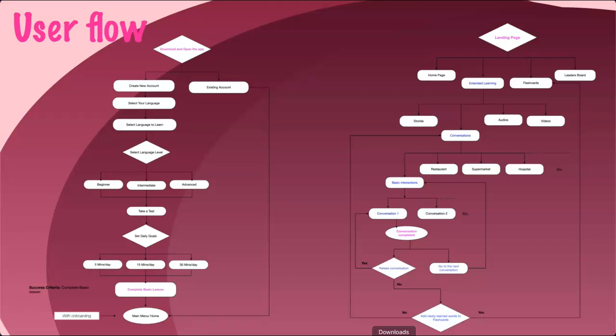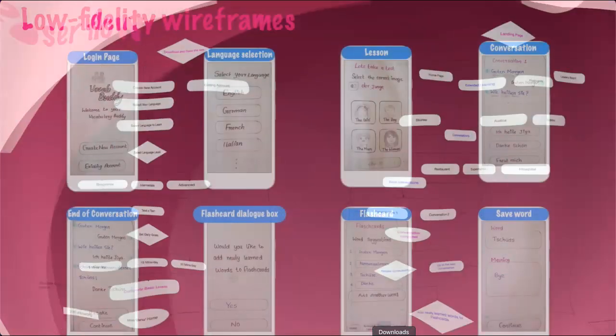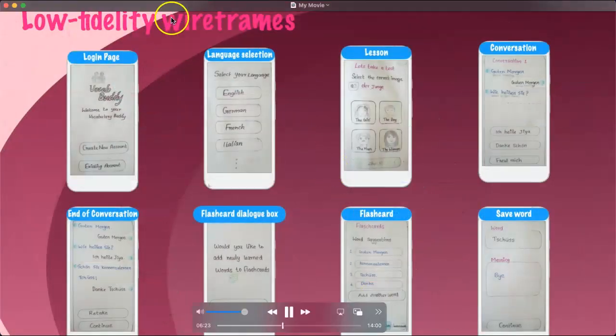Now let me introduce the wireframing. In this, the first image is the landing page. In the landing page, you will get to see the logo, and you can select create account or existing account. And the second image is language selection. You can select your language in this section.